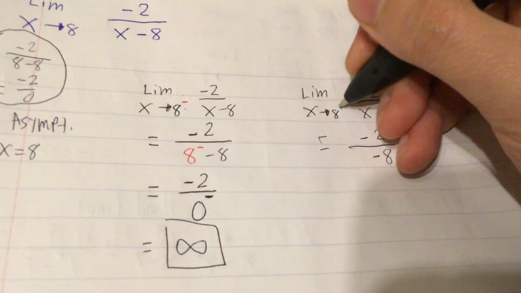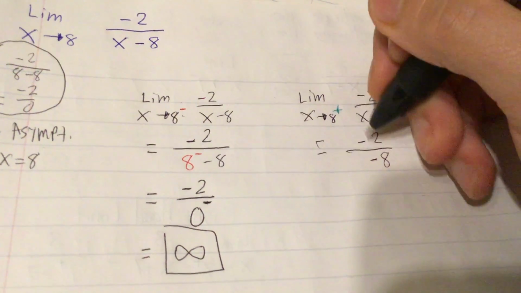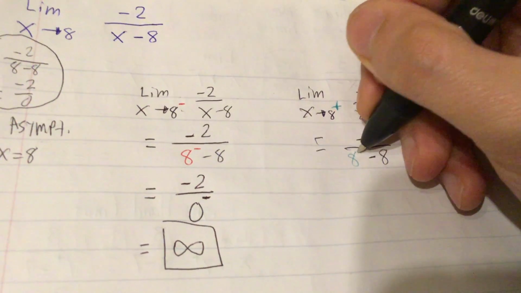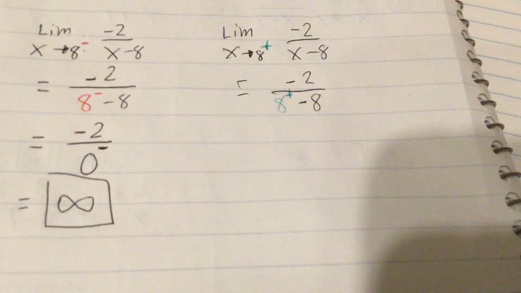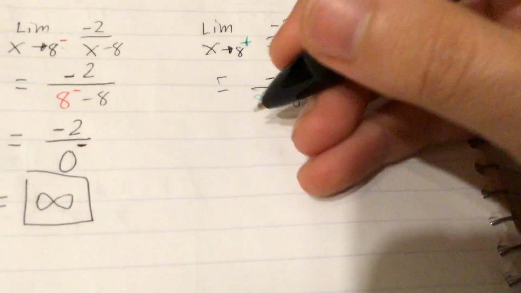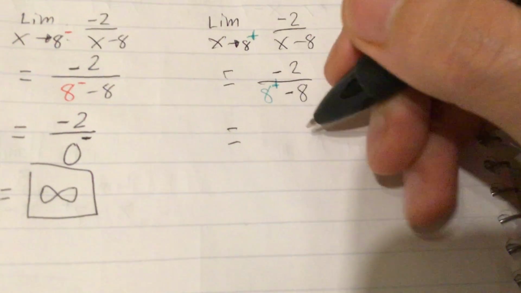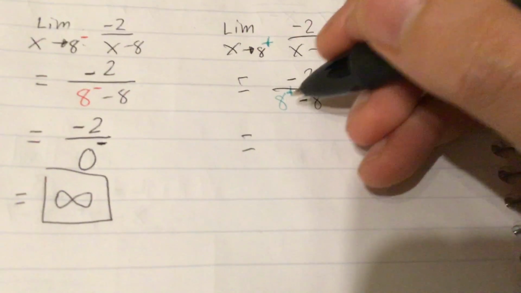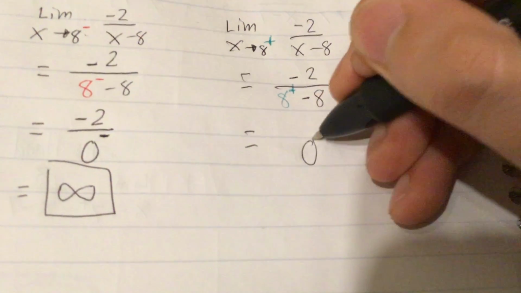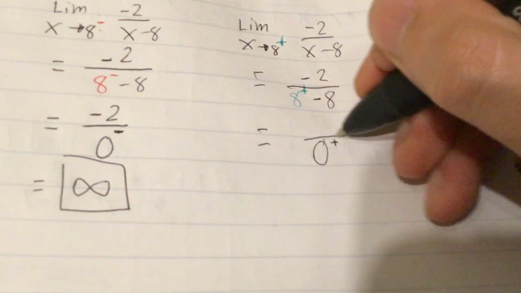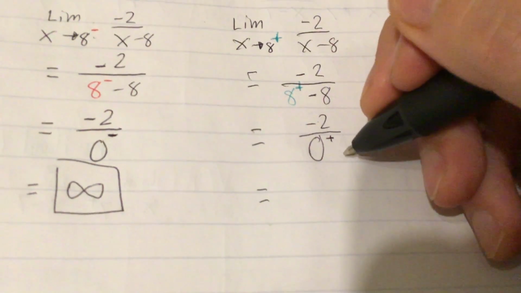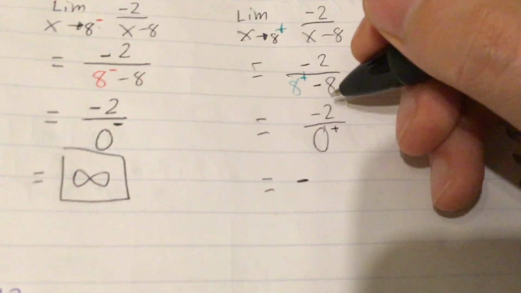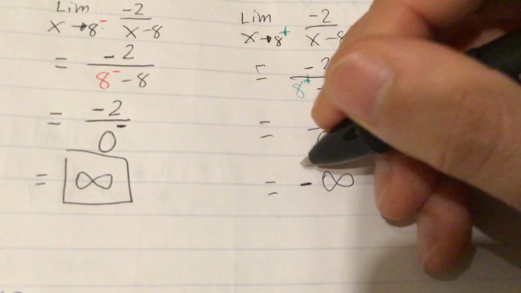So I'm going to plug in the intent of 8 from the right side. So think 8 from the right side, 8.0001. Negative 2 over barely bigger than 8 minus 8. Well, barely bigger than 8 minus 8 is to the right side of 0. So let's analyze this problem in 2 steps. A negative divided by a positive is a negative, and 2 over 0 is negative infinity.